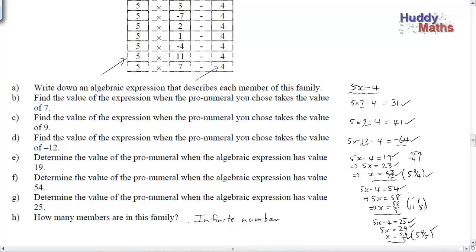Now, how many members are in this family? Well, you could go on for an infinite number, couldn't you? Let's come up the top here. Look in here. You could actually put an infinite number of possibilities there. They don't all have to be whole numbers. They could be fractions as well. So on and on you could go. A huge family there.